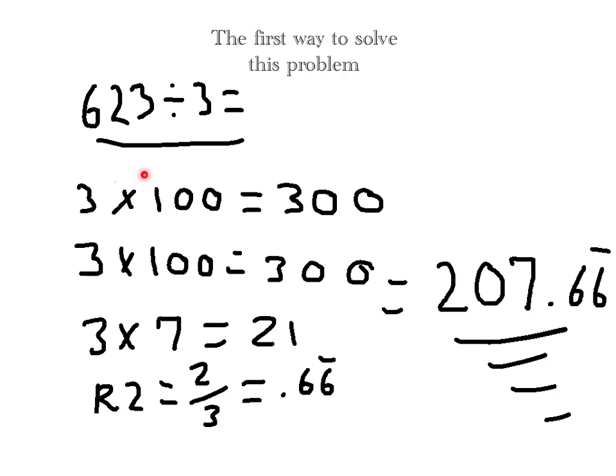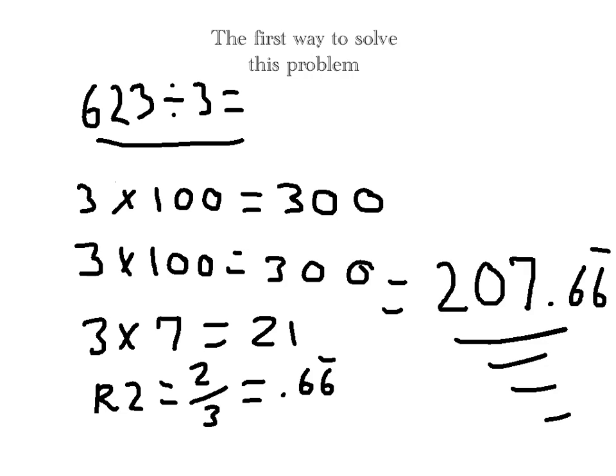Up here, there's 623, so we have to see how many more groups we can put 3 into 23. 3 goes 7 times into 23, which equals 21. But because this is 21, we want to get to 23, but you can't put another 3 in 21. We have to get our remainder. So our remainder is 2.